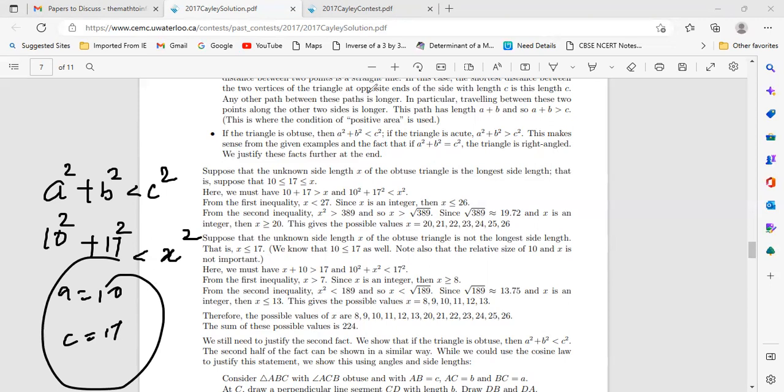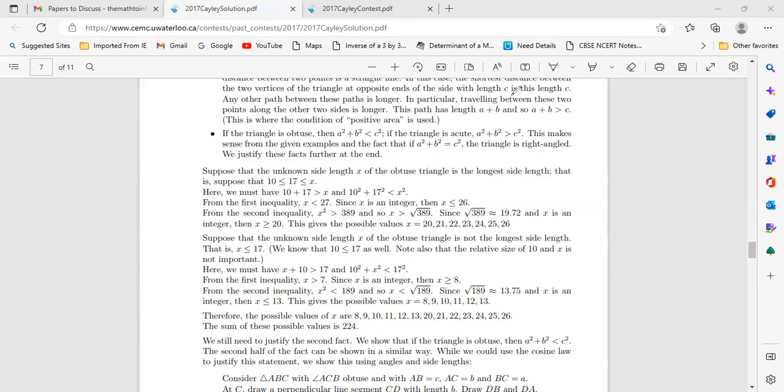Can you follow? Yeah, I get it. Because in the right angle, you do have the adjacent side, hypotenuse, and the opposite side. We don't know which one fits which one, right? For that purpose, you're solving it for 10 square plus x square lesser than 17 square as well. Yeah, that makes sense.